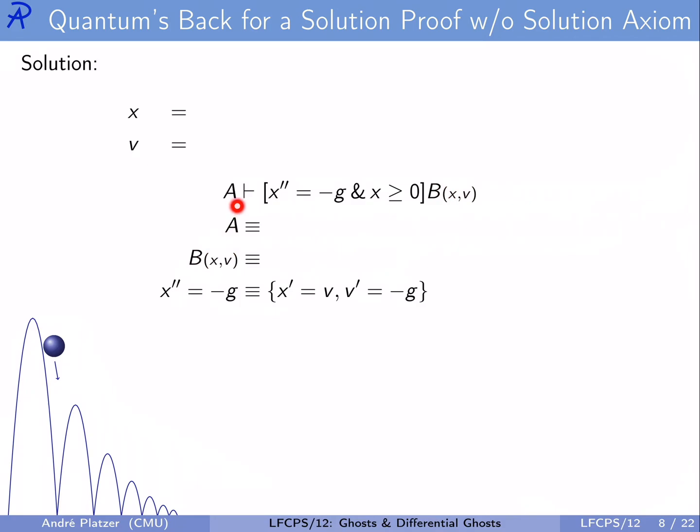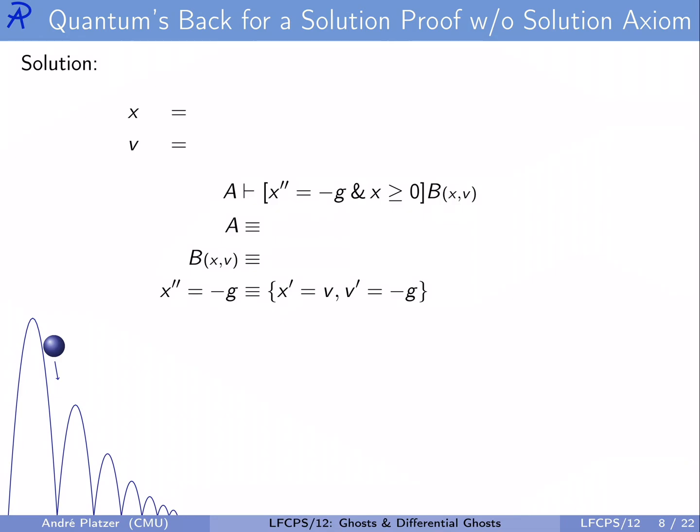a formula A that fortunately we forgot, and a formula B that fortunately we forgot. How can we prove this property of all behaviors along a bouncing ball dynamics to remain within, well, some formula B of x, v with solutions? But of course, with solutions, but not using the solution axiom. So one step at a time.